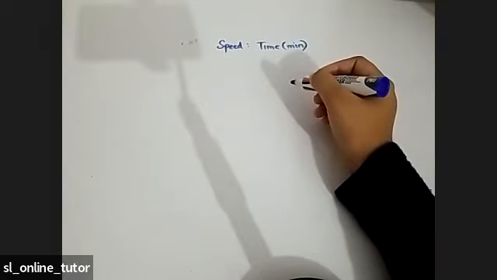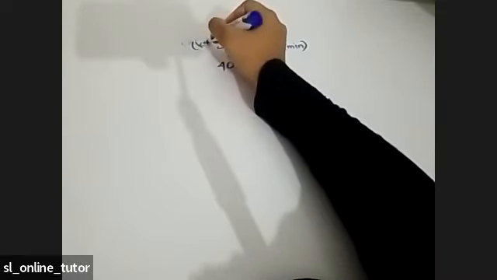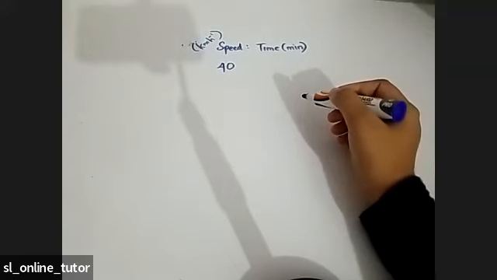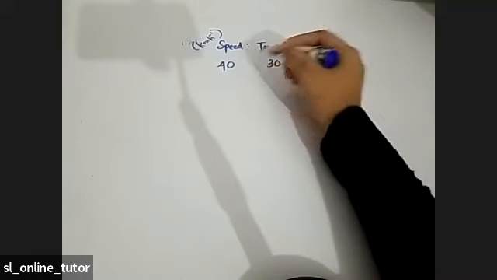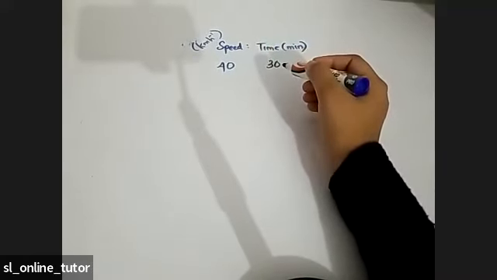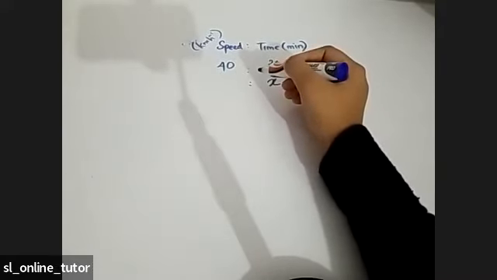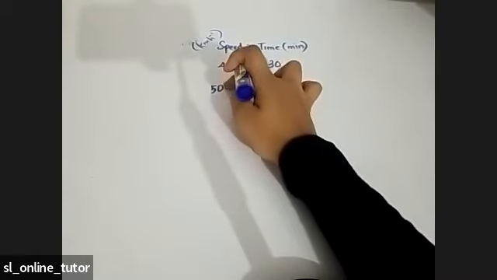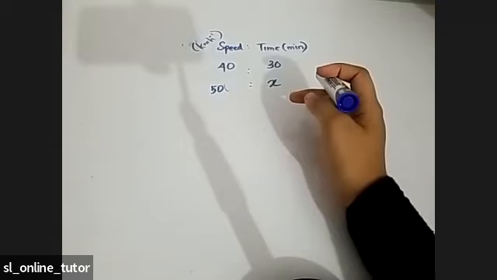So they have said the speed is given in kilometers per hour. If the vehicle travels 40 kilometers per hour to complete a journey, it takes half an hour. Half an hour means 30 minutes. Okay. Then find the time, x, in minutes that it would take the vehicle to complete the same journey if it travels at a speed of 50 kilometers per hour. So you don't want to convert here. No, you don't want to convert here also.